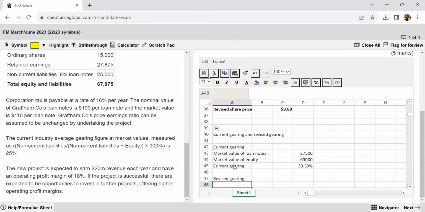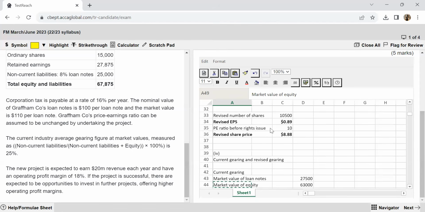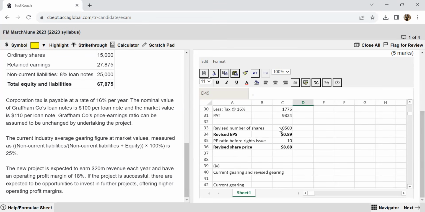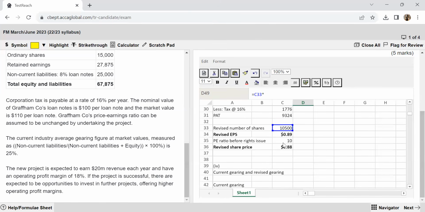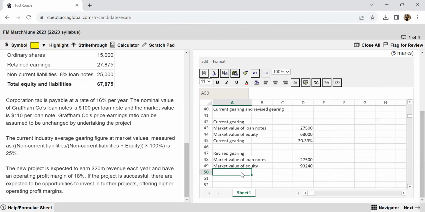So considering that the loan notes remain unchanged because there is no change with respect to the debt that we are taking, I'm just pasting this over here. And then with regards to the market value of equity, we found out the share price, right? So the revised share price will be 8.88 and the revised number of shares will be 10,500. So I can just link my calculations over here: 10,500 multiplied by the revised share price, which we found out as 8.88. So this will be the revised market value of my equity.